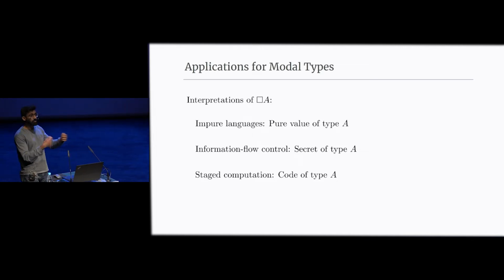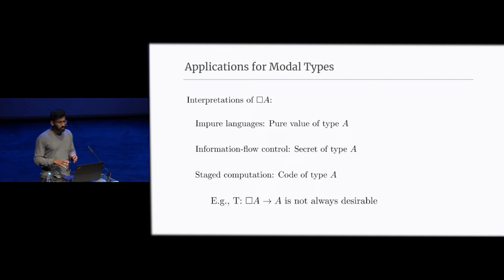Of course, these operations in themselves are the basic foundation that we commit to, but they're not enough, right? We want richer operations, but this also depends on the application of interest, on how we interpret this box. There are many ways we can interpret it. One way is to think of it as a pure value in an impure language, or you can think of it as a secret value in the context of information flow control. You can think of it as code or a dynamic value of type A in the context of staged computation or partial evaluation. And of course, each of these applications demands different operations, right? You don't always want the same kind of operation.